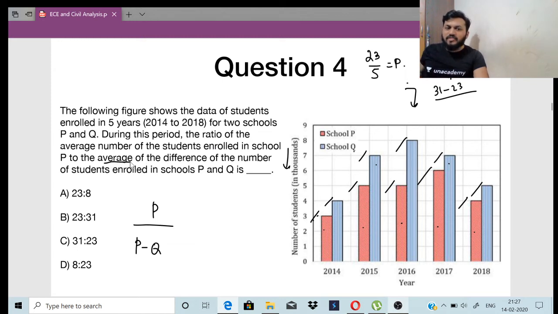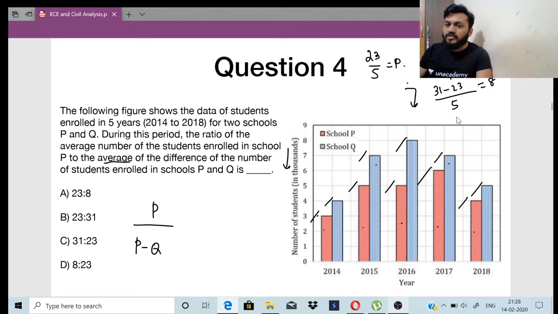Average of the difference of the number of students, Q minus P or P minus Q. They have stated it as difference. What does difference mean? The end result should be positive. Whether you do 23 minus 31 or 31 minus 23, difference means it is positive. If they had mentioned subtraction, then you should take P minus Q only. They mentioned difference, so the end answer should be positive.